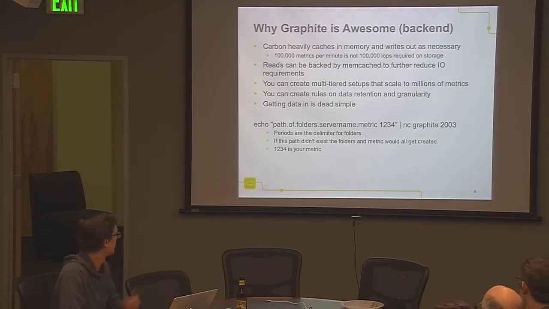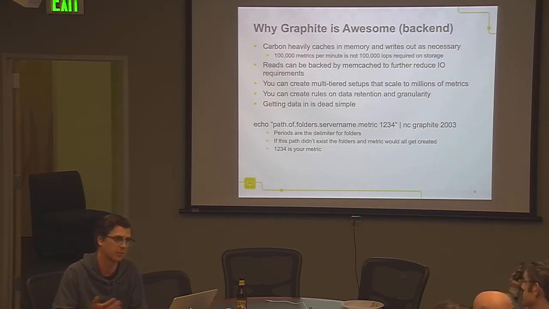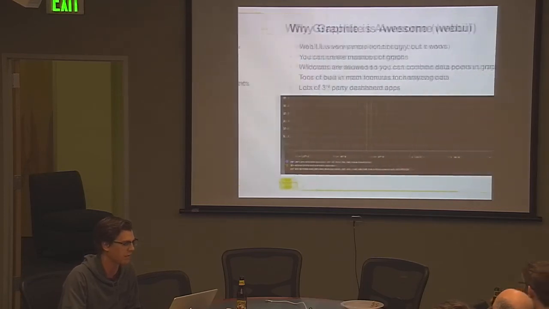So this is a basic example of how you get data in. You just echo it onto this network connection to port 2003. And really all you're including is a path, and in Graphite, the periods are delimiters for folders. So this is going to be like a big nasty path of folders, server name, and then a metric with a value of 1, 2, 3, 4. You can also put a timestamp in there, but I'm not entirely sure if that's necessary actually. So obviously that's pretty simple. I mean, you can put that into anything. You can put that into a bash script, which I've done before. You want to know when your apps start up, you want to log that, just have it echo out.